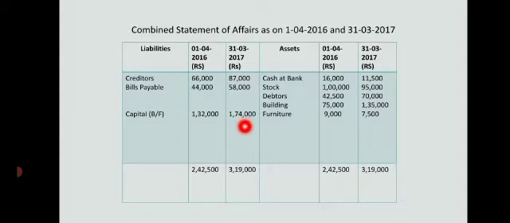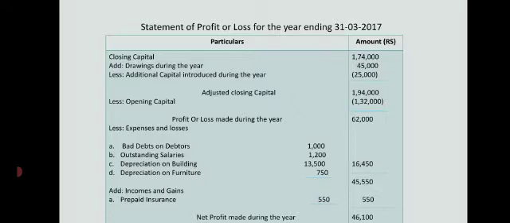So to prepare statement of profit and loss, we require opening capital as well as closing capital. That is why we prepare combined statement of affairs as on opening of the financial year 1/4/2016 and closing financial year 31st 3 2017 to find out opening capital as well as closing capital. So now let us move to a statement of profit or loss.